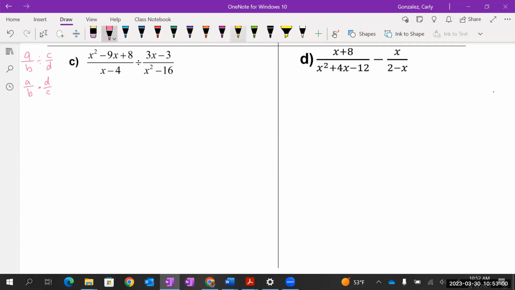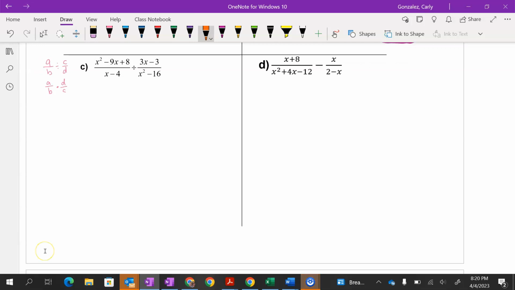So first step, we'll go ahead and just flip that second rational expression. So the first rational expression will just stay the same, and the second rational expression will flip. So the x squared minus 16 will be over 3x minus 3, and instead of the division, now it's multiplication. So we are ready to factor each of the expressions.